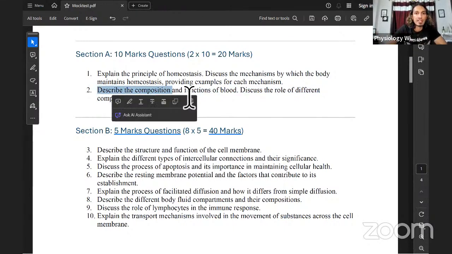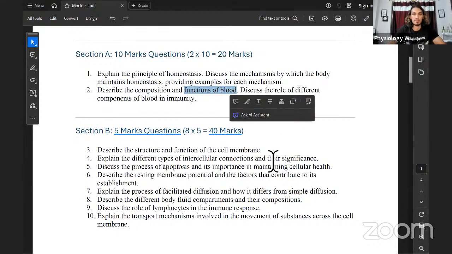Then a general heading of functions of blood. So basically, when you talk about functions of blood, you can talk about functions of your plasma proteins, functions of your hemoglobin. Okay, so all of these are separate, which can be put together to give the functions of blood. So functions of blood: transport of oxygen, carbon dioxide, transport of all of this. Hemoglobin function, acid-base balance.